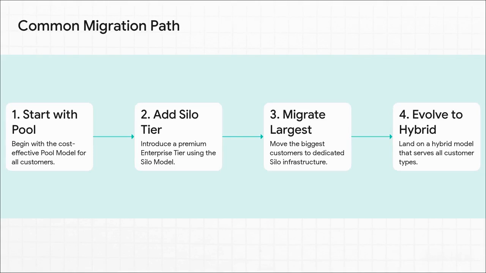And this right here is the playbook. This is how so many successful SaaS companies do it. You start with the simple, cost-effective pool model for everybody. Then, when that big enterprise client comes along, you create a new premium enterprise tier that's built on the silo model. Over time, you migrate your biggest customers over to their own dedicated setups, and you eventually land on a hybrid model that gives you the best of both worlds.